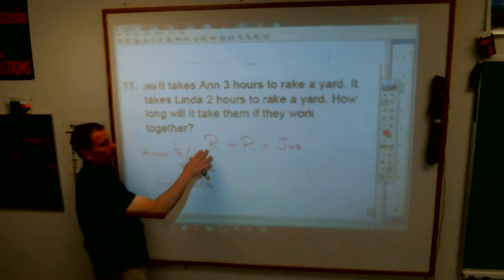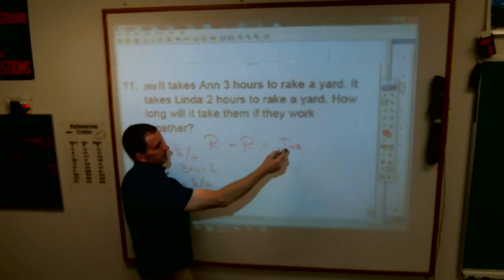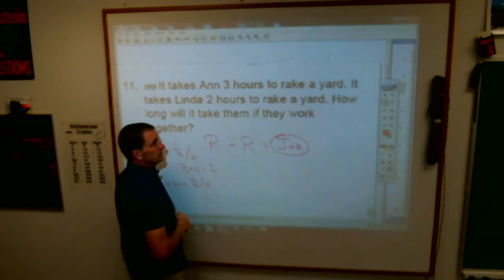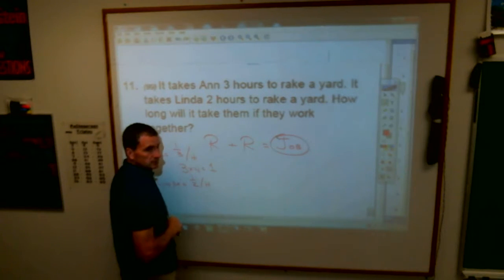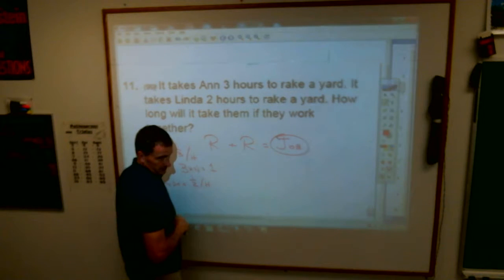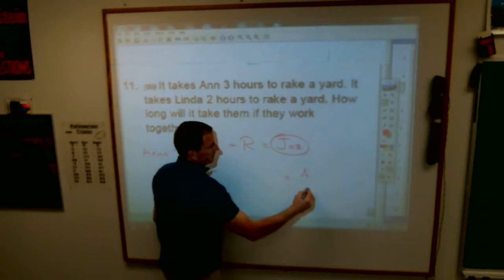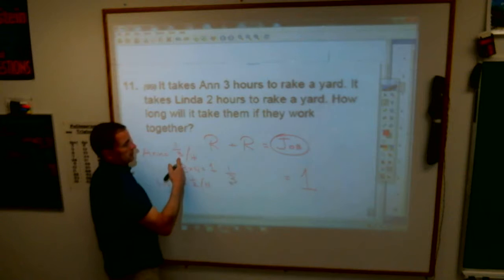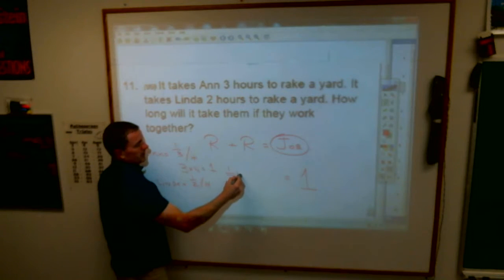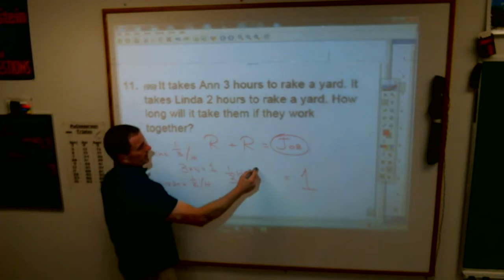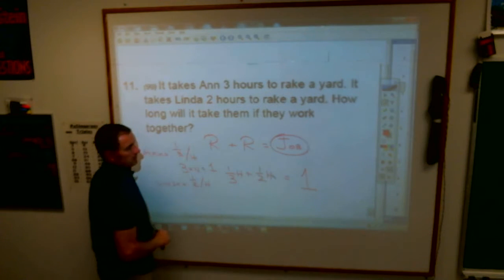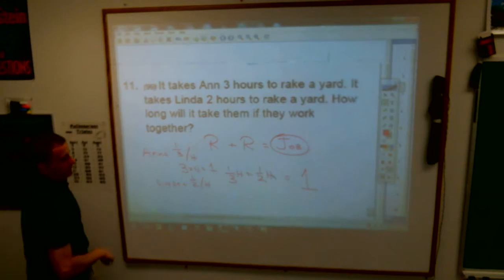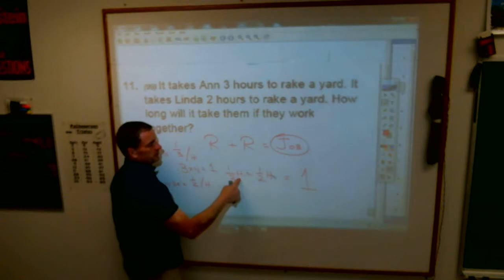And then putting it together, how many jobs are they doing? Are they raking 2 lawns, 1 yard, 6 yards, 12 yards? David? 1 yard. So you put their rates together, we want to get 1 yard done. So this girl working at 1/3 of a job per hour, plus this other girl working at 1/2 of a job per hour, needs to get 1 job done. And that would be adding up these things.